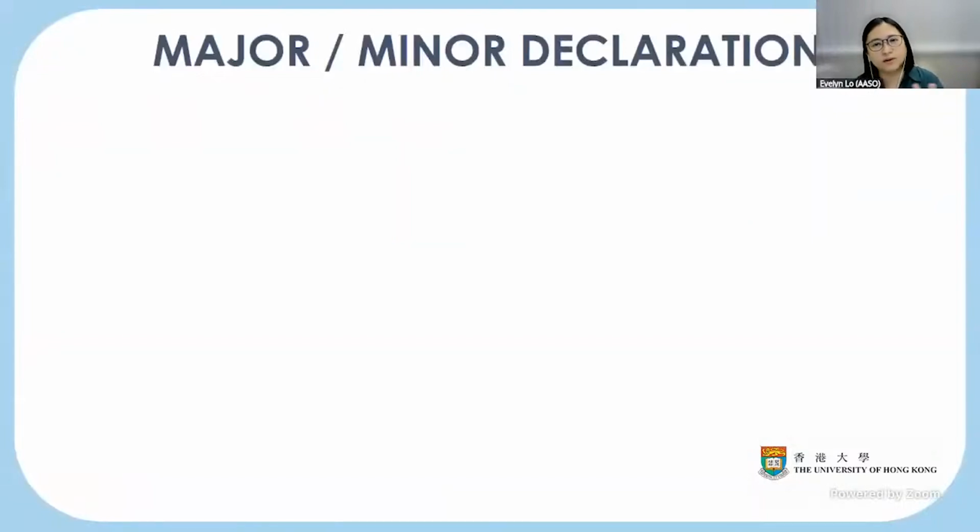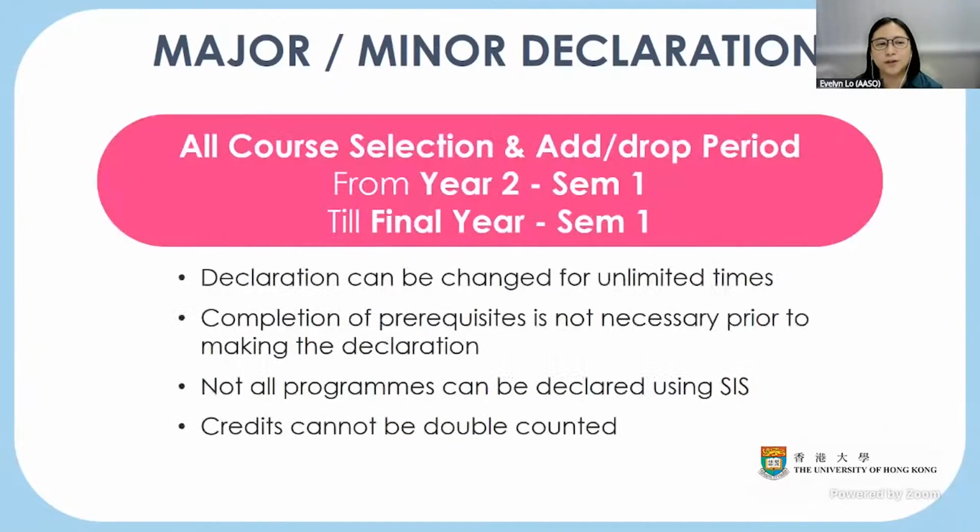Okay, and we talked about major and minor declaration, right? Some of you are very concerned about that too. You can declare a major or minor starting from year 2, semester 1, until your final year, semester 1. And then you can change an unlimited number of times, as long as it is within the course selection and enrollment period.